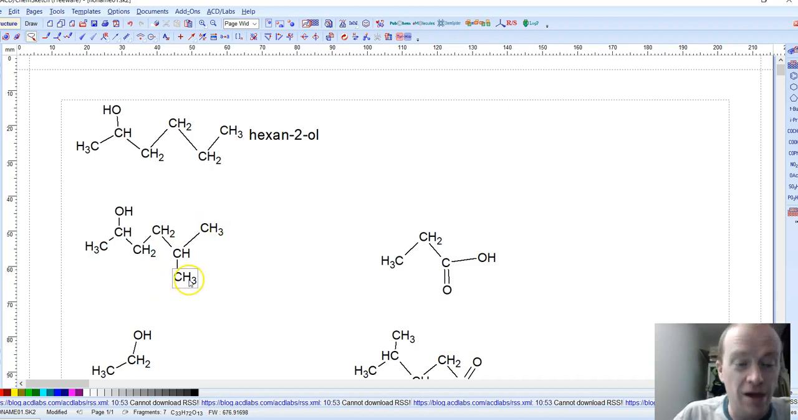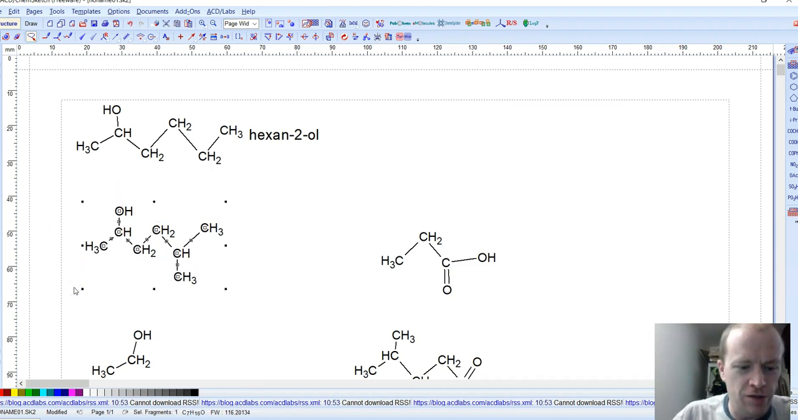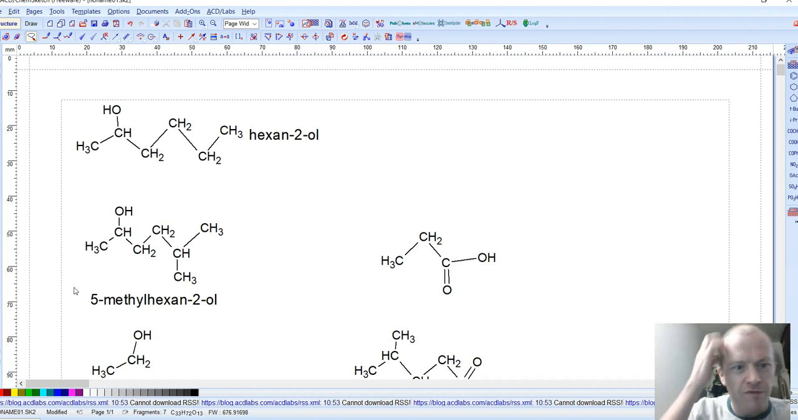So we need to tell where the methyl group is, and we need to tell where the hydroxyl group is. 1, 2, 3, 4, 5, 6. The methyl group is on 5, so that's going to get named as a prefix. So if we circle it and do Control-Shift-I, this is going to be 5-methyl-hexane-2-ol.